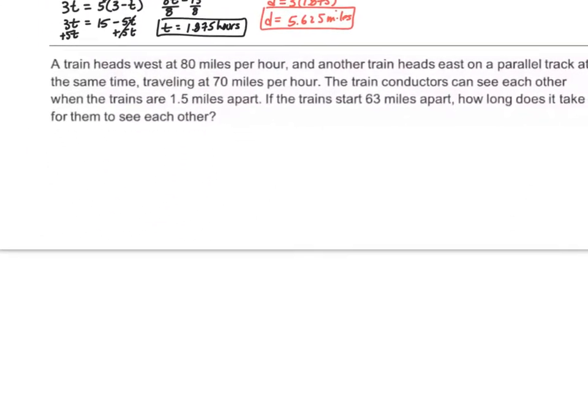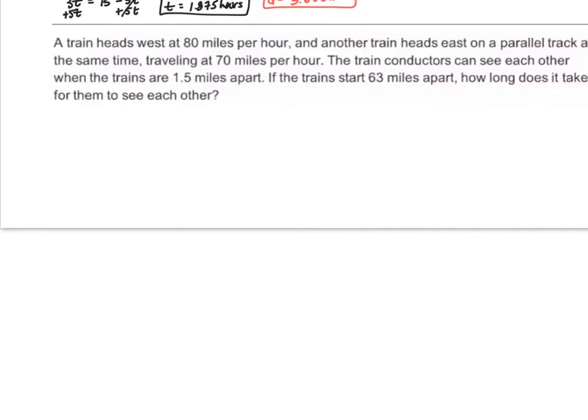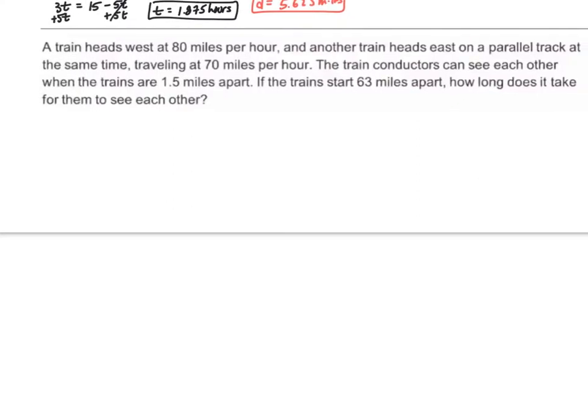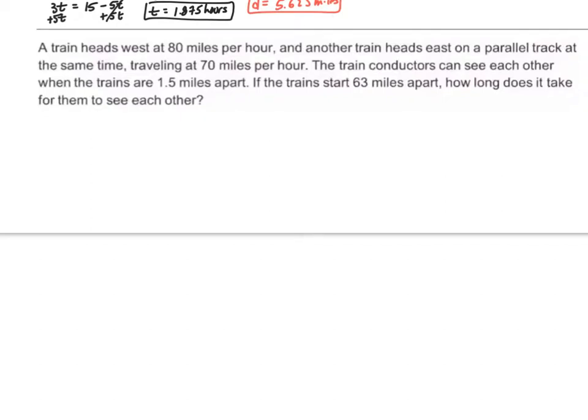Now let's go ahead and look at the last one, and this one is a standard ACT question, so I do want to go over this. It says that a train heads west at 80 miles per hour, and another train heads east on a parallel track at the same time, traveling at 70 miles an hour. The train conductors can see each other when the trains are 1.5 miles apart. If the trains start 63 miles apart, how long does it take for them to see each other?